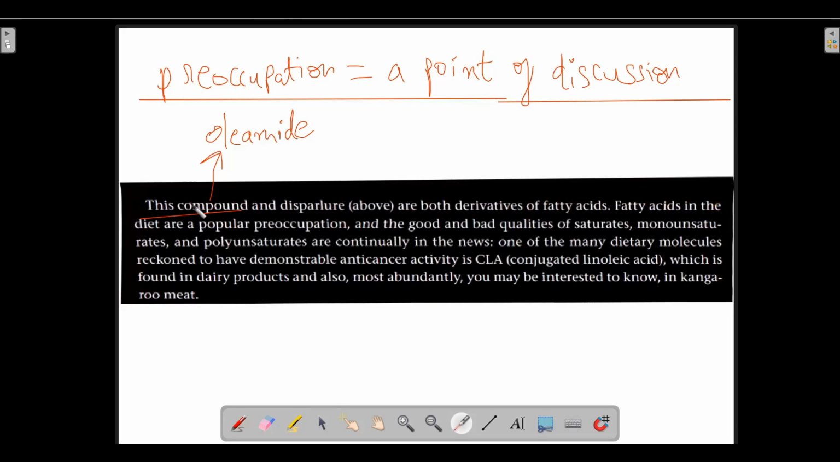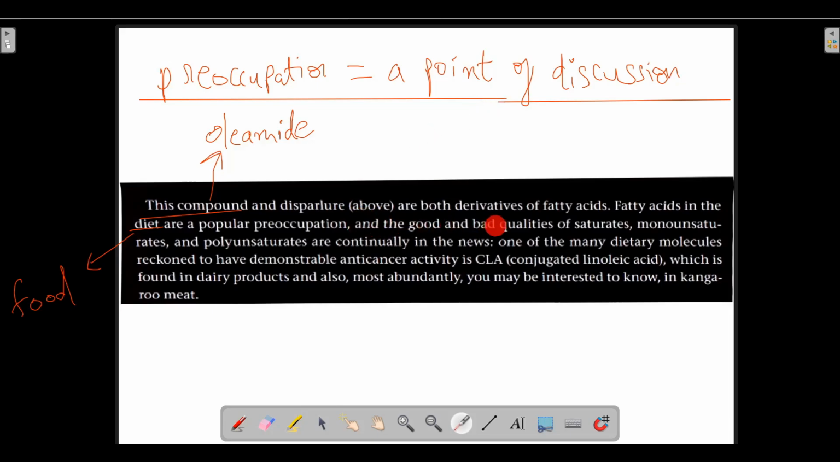Fatty acids in the diet. What does it mean by diet? Diet means the food which we eat. So fatty acids in the diet are a popular preoccupation. Fatty acids in the food are a popular point of discussion.